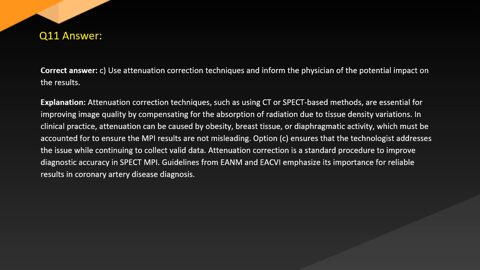Option C ensures that the technologist addresses the issue while continuing to collect valid data. Attenuation correction is a standard procedure to improve diagnostic accuracy in SPECT MPI. Guidelines from EANM and EACVI emphasize its importance for reliable results in coronary artery disease diagnosis.